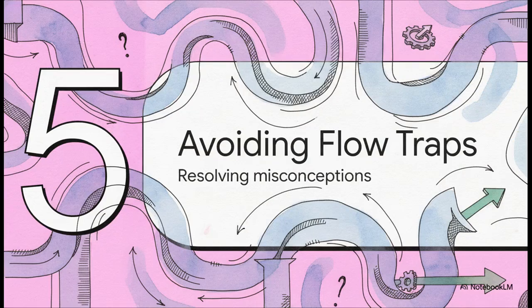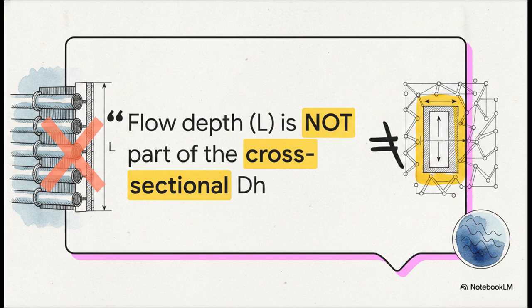All right, moving to our final section, Section 5, Avoiding Flow Depth Traps, where we need to resolve a very common mathematical misconception. I really cannot stress this enough, because there is a massive trap here. You absolutely cannot use the flow depth, the dimension that's usually labeled L, to calculate the 2D cross-sectional opening.